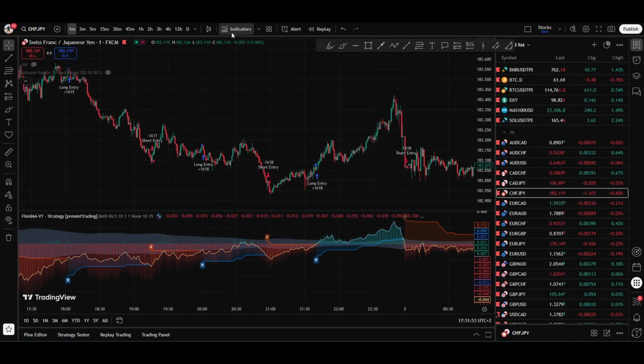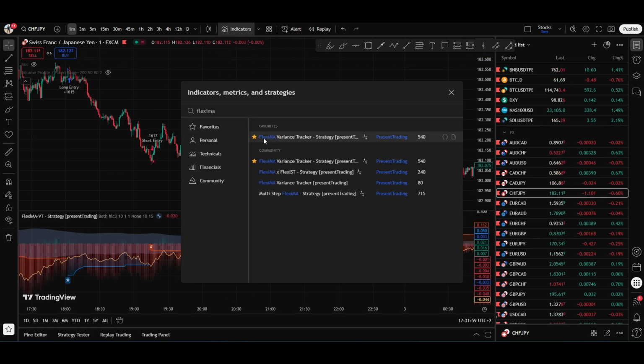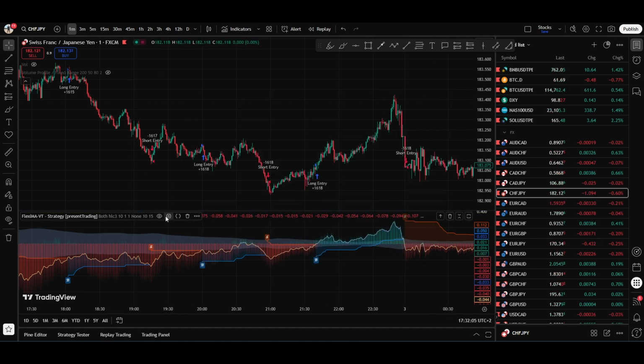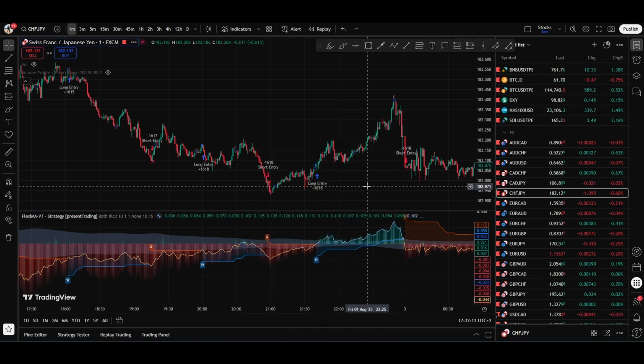To add this indicator, we need to go to the indicator section and type in FlexiMA. The first indicator that comes up is the one we need, so we add it, and there's nothing we need to configure. Big thanks to the creator. Everything is already perfectly set up for us. So we just click OK, and now we can get started.